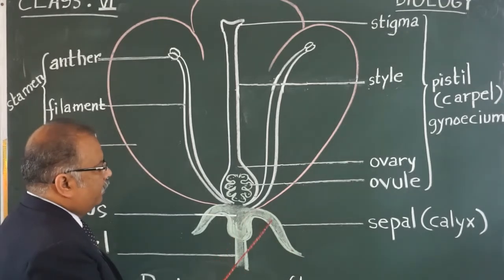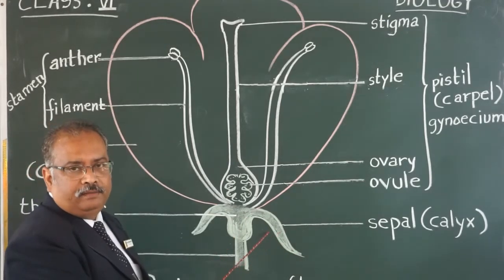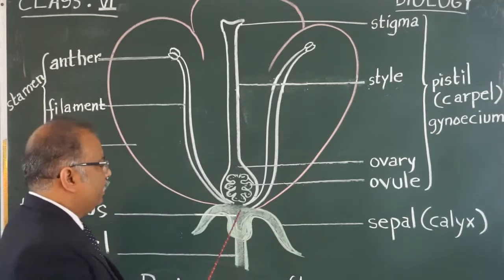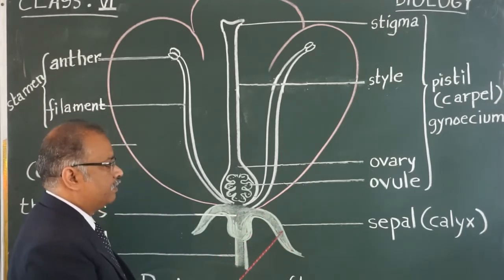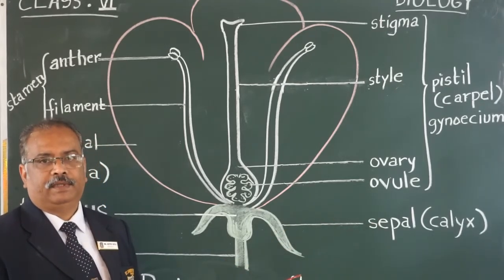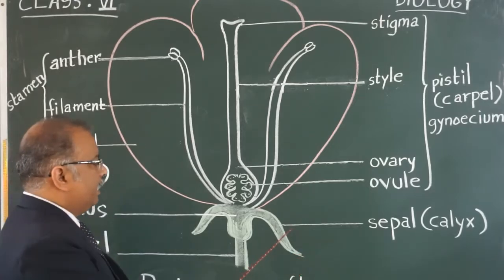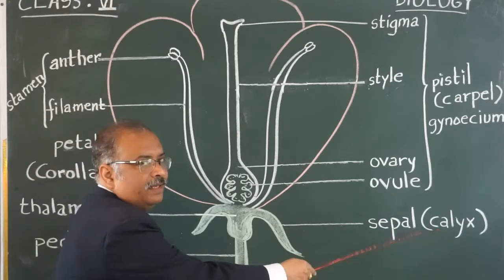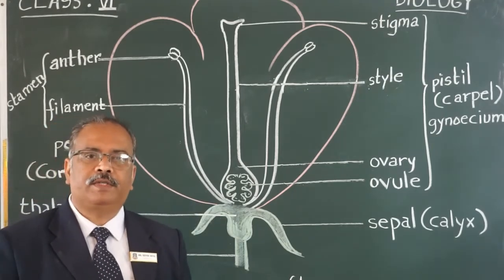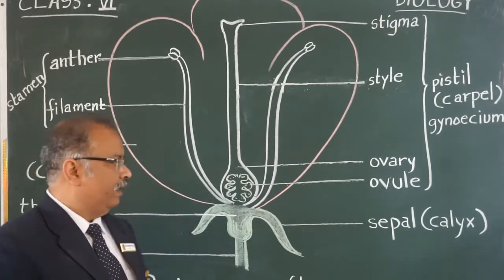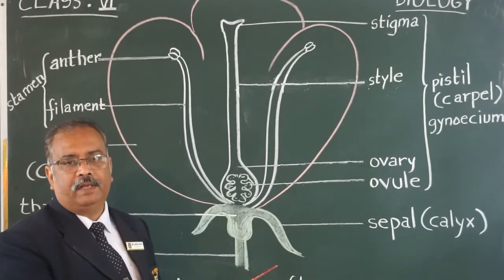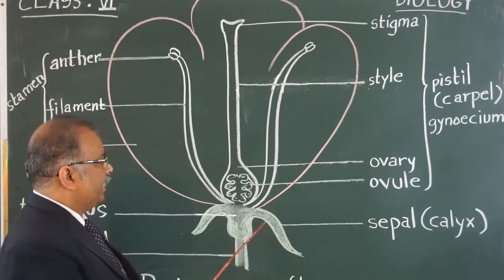As you can see here, this green leaf-like structure, you must have seen at the base of the flower. We call them sepals. Singular, sepal. Collectively, these are called calyx. So that is the first and the outermost whorl of the flower. Calyx is the first and the outermost whorl of the flower.